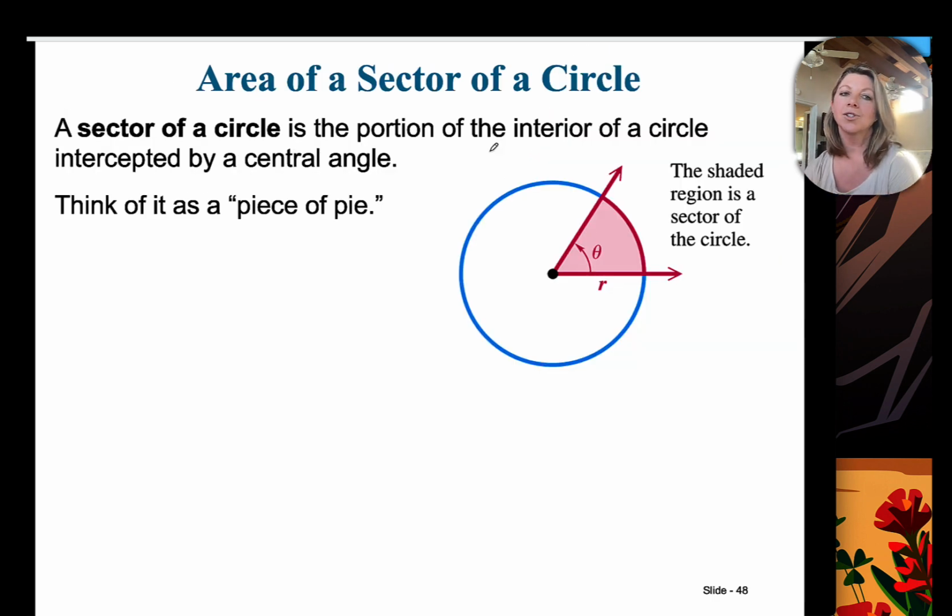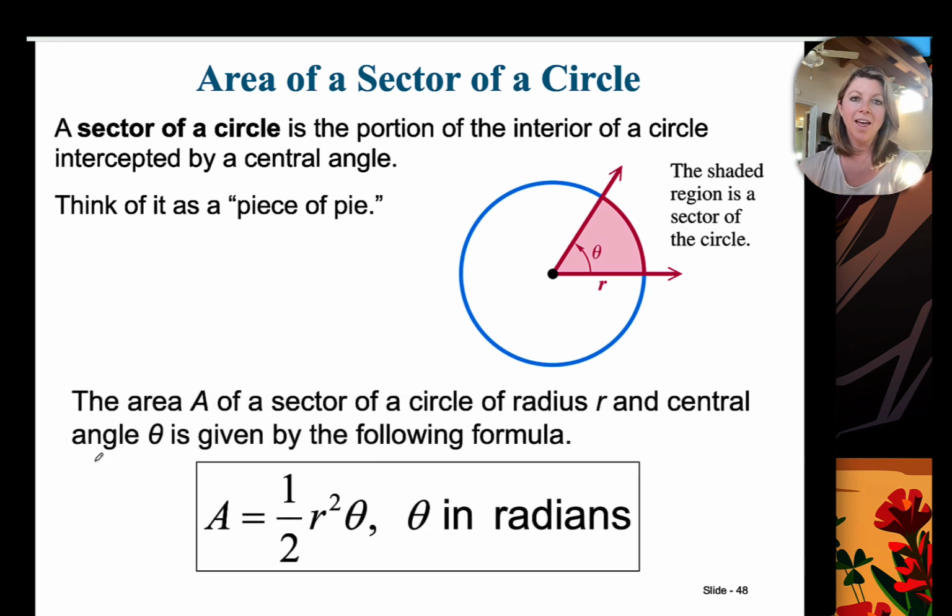The area of a sector of a circle is the portion of the interior of a circle intercepted by its central angle. You can think of it as a piece of pie. You can see here, almost looks like a triangle, but it's not. It has this one curved side like a piece of pie. The shaded region is a sector of the circle. The area, capital A, of the sector of a circle of radius r and central angle theta is given by the following formula. Capital A equals 1/2 of the radius squared times theta, and for this formula we also need theta to be in radians.